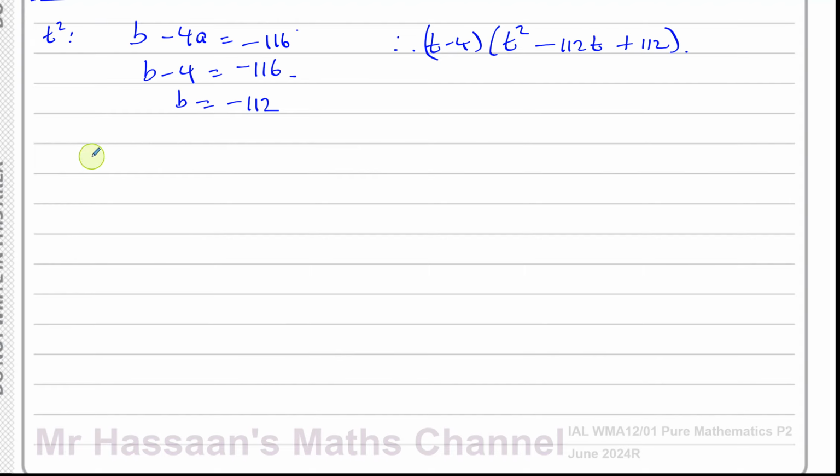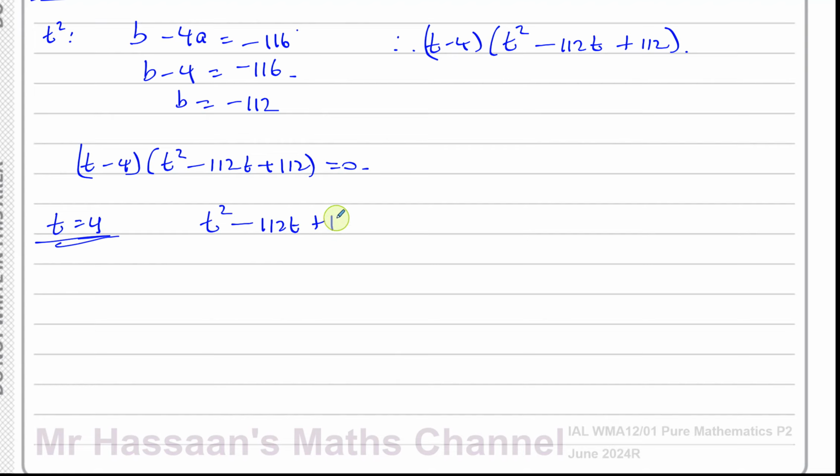Now we have to solve the equation. So we can say that it's either t minus 4 and you have t squared minus 112t plus 112 is equal to 0. So either t equals 4, which we know is the solution already. Okay, this is a solution as we know, we verified that. Or we can say t squared minus 112t plus 112 is equal to 0. Now I'm pretty sure this doesn't factorize very easily.